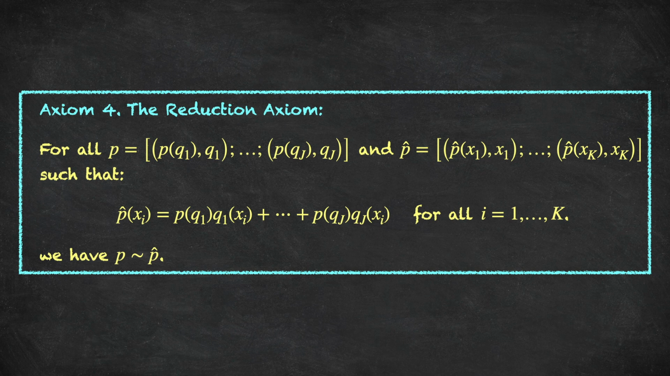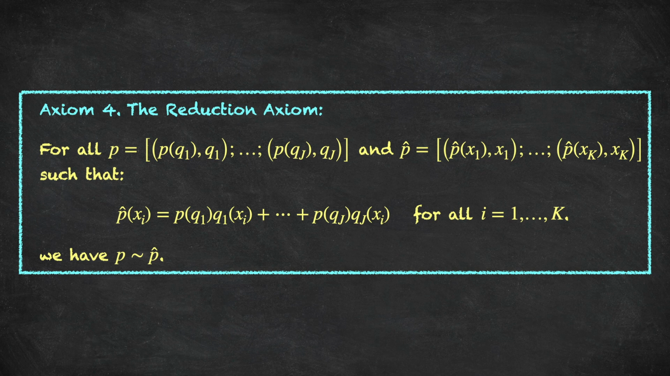The formal statement of the axiom is this: if we take a compound lottery P, which has some probability P of Q1 of getting the lottery Q1, and so on up to probability P of Qj of getting the lottery Qj. And then if I look at another lottery P hat, which is a simple lottery, which just assigns probability P hat of X1 to prize X1 up to P hat of XK to prize XK. Well, if I look at the probabilities of receiving each outcome under P hat, if they happen to be the same as the probabilities of receiving the outcomes under the compound lottery, where we're going to calculate those in a second, then I'm indifferent between these two lotteries.